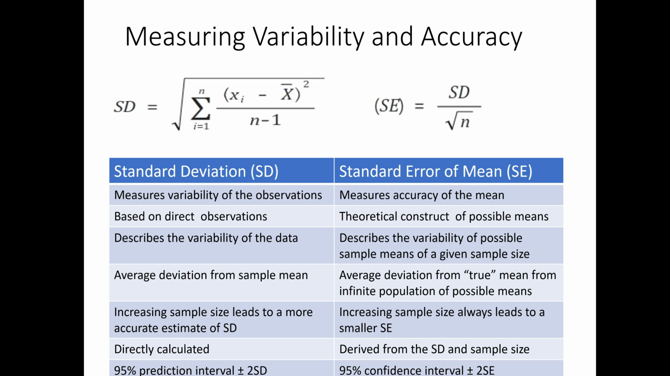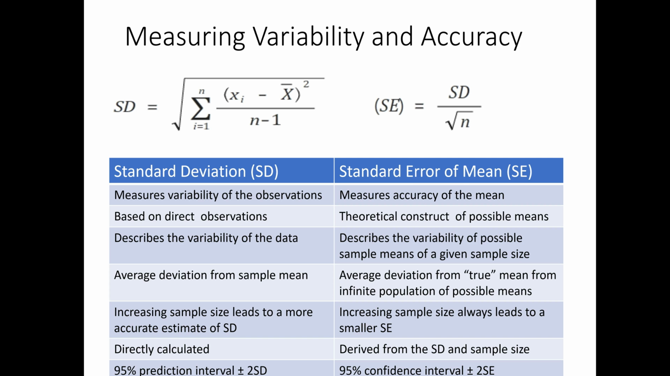So let's look at some of the characteristics between standard deviation and standard error. Standard deviation measures variability of the observations. So you get an idea of what's the spread of those observations. Standard error, remember, is the variability of this hypothetical distribution of sample means. So it measures the accuracy of the mean that you have. So it's looking to see, you know, how accurate the actual estimate is.